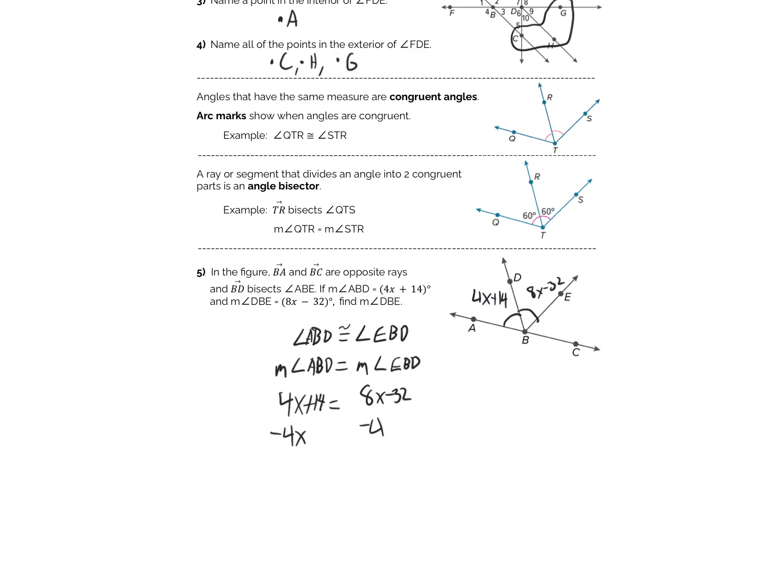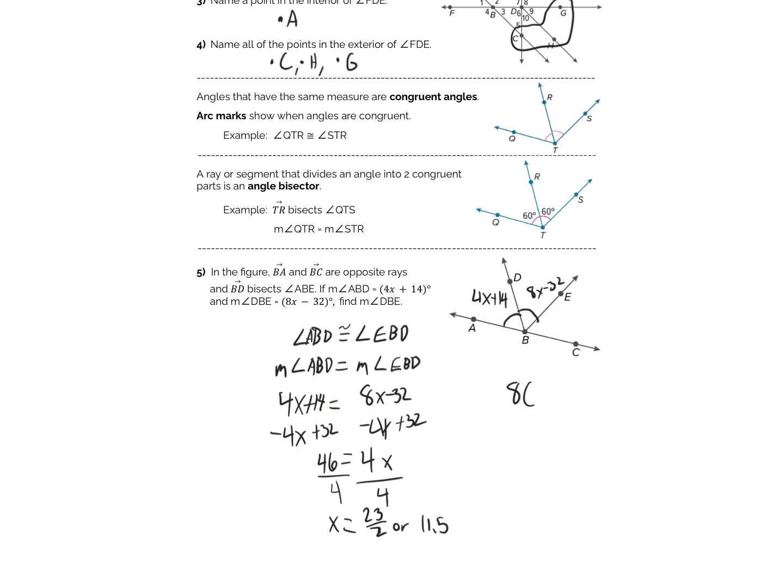subtract 4x from both sides. I can also add 32 to both sides. I get that 4x is equal to 46. So I divide both sides by 4. I get that x is equal to 23 over 2, or you could simplify that to 11.5. Now, what they're looking for is the measure of angle DBE.